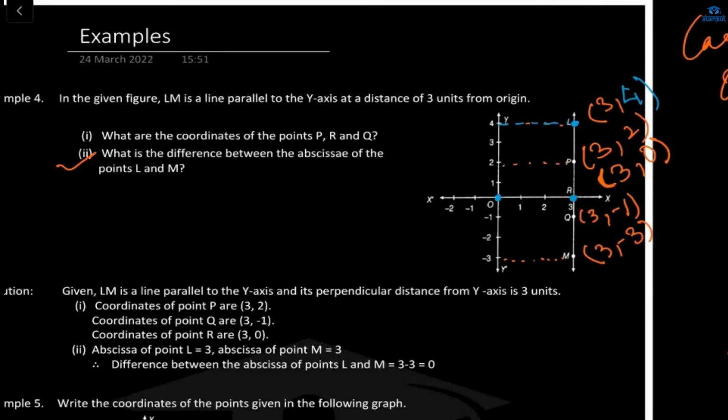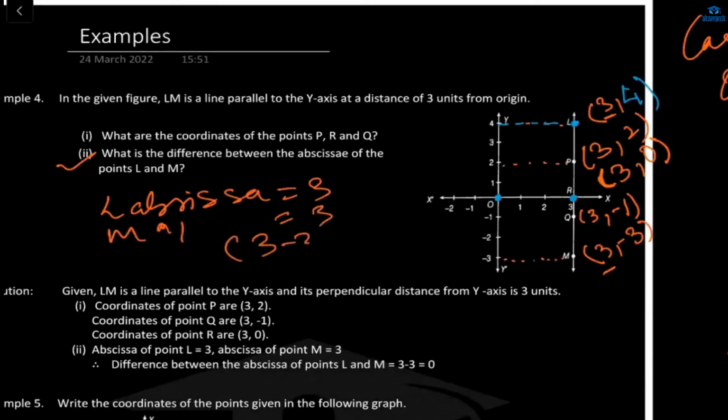Okay. So you need to find out the difference between the abscissa of the points. Now, abscissa is what? The X coordinate. The X coordinate of L is 3 and the X coordinate of M is also 3. So L abscissa is 3 and M abscissa is also 3. So it will be 3 minus 3, which will give you 0.